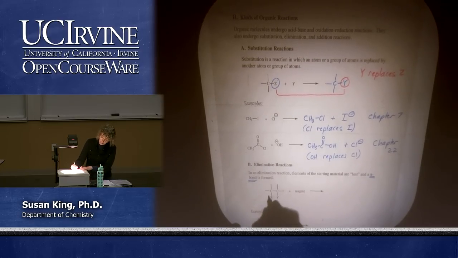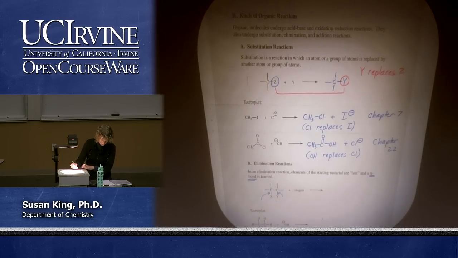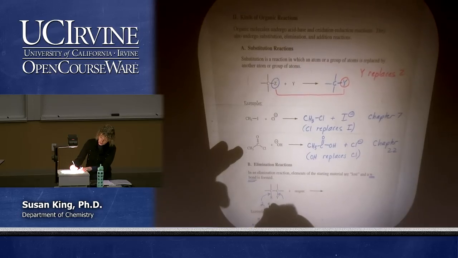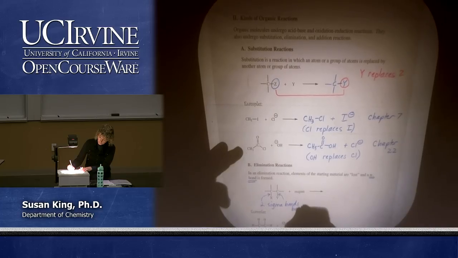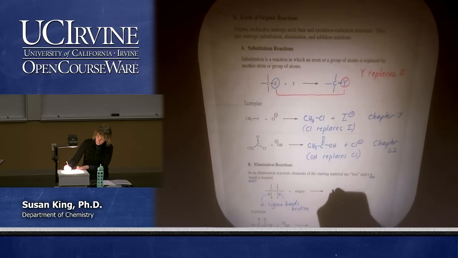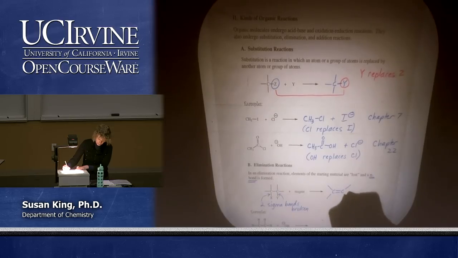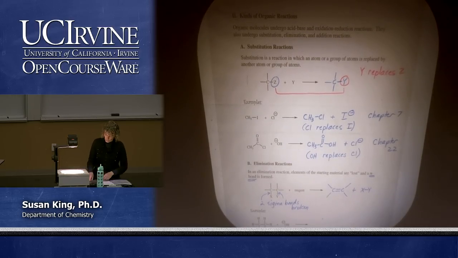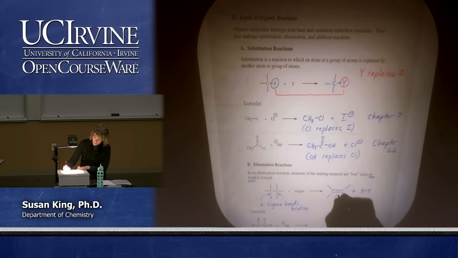So what we're going to be doing is we have a sigma bond here to X, and we have a sigma bond here to Y, and the two sigma bonds are going to be broken. We form a new pi bond, it would look like this. And then the X and the Y combine. So here's our new pi bond.